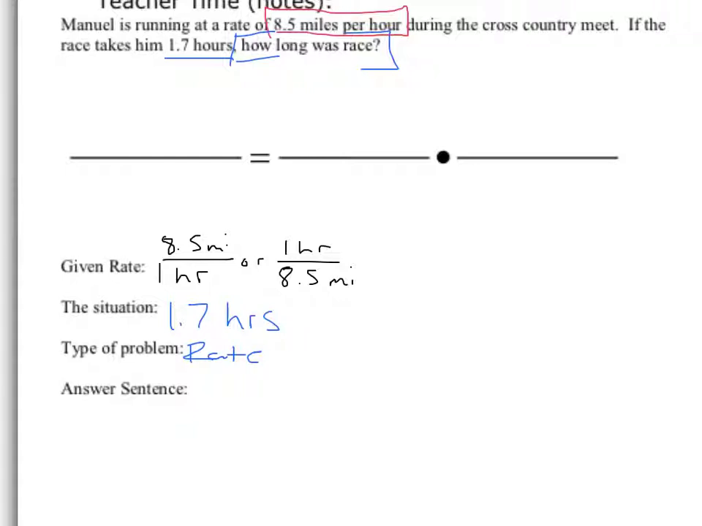The really important thing about the answer sentence is to make you focus in on what the units of your answer are. So in a lot of different ways, it doesn't need to be a totally complete sentence, but it definitely needs to have units on your answers. So the way that we're going to write this is: the race was blank miles long.